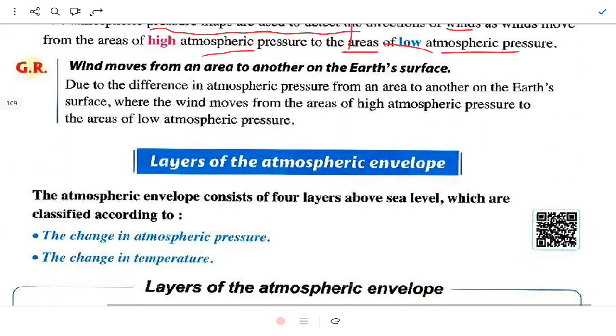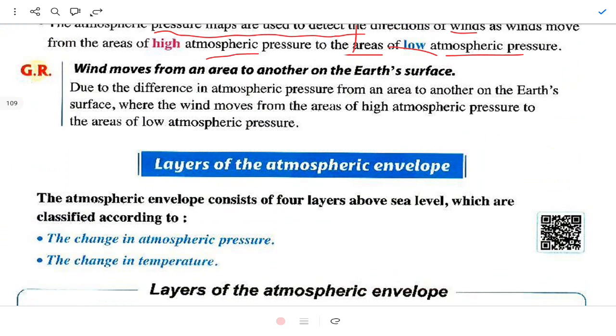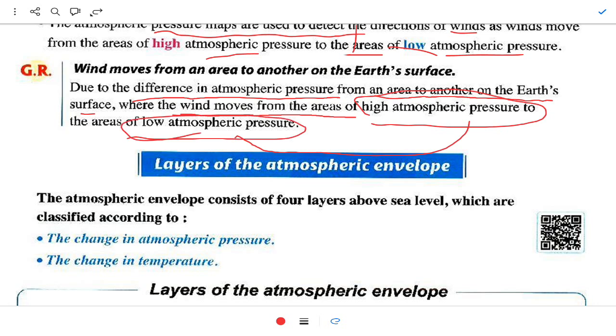Let's answer this question. Give me the reason wind moves from an area to another on the Earth's surface. I will say that it is due to the difference in atmospheric pressure from an area to another on the Earth's surface. The wind moves from the areas of high atmospheric pressure to the areas that have low atmospheric pressure. So from high to low atmospheric pressure, this is the answer for this question.